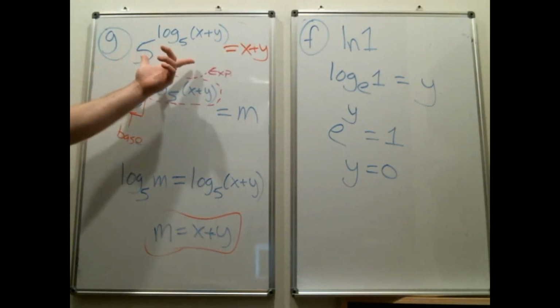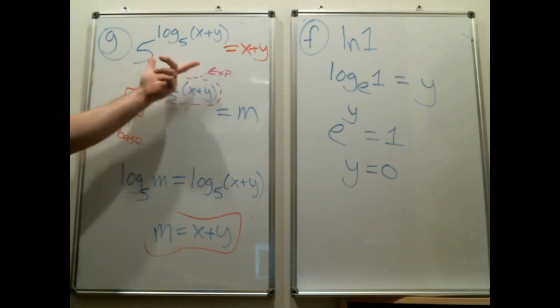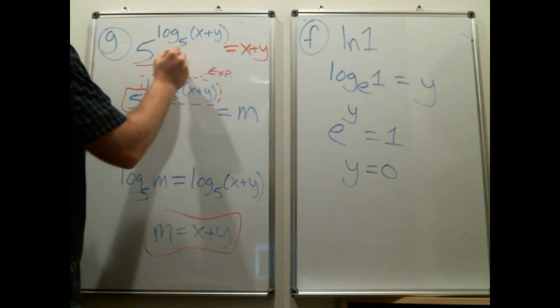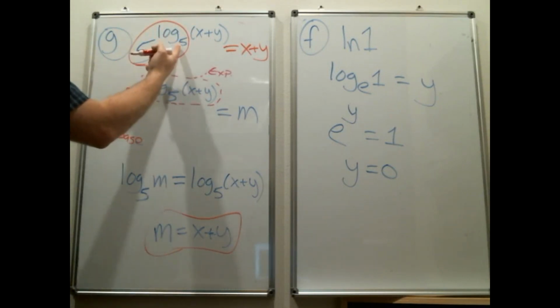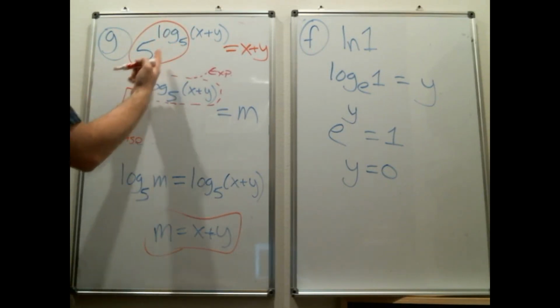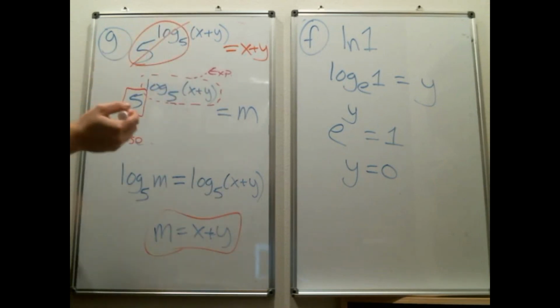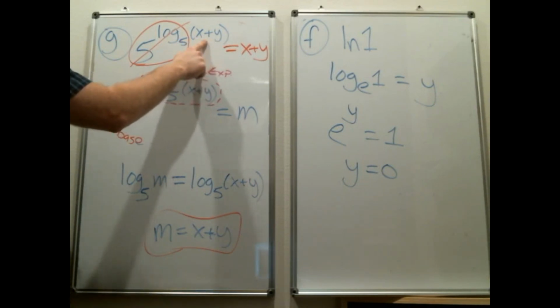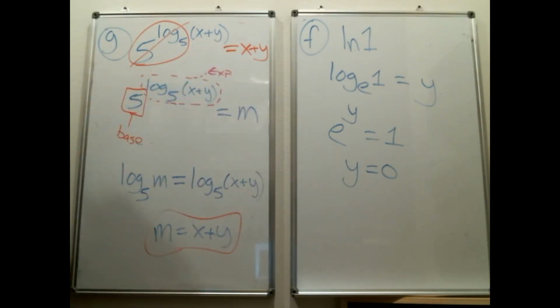Do you see the shortcut up here? The shortcut is if you have 5 and it's raised to the log of the same base, so you have 5 here and 5 here, those essentially cancel each other out, or are inverses of each other, and you're left with the answer, x plus y. So that's a shortcut. Alright.